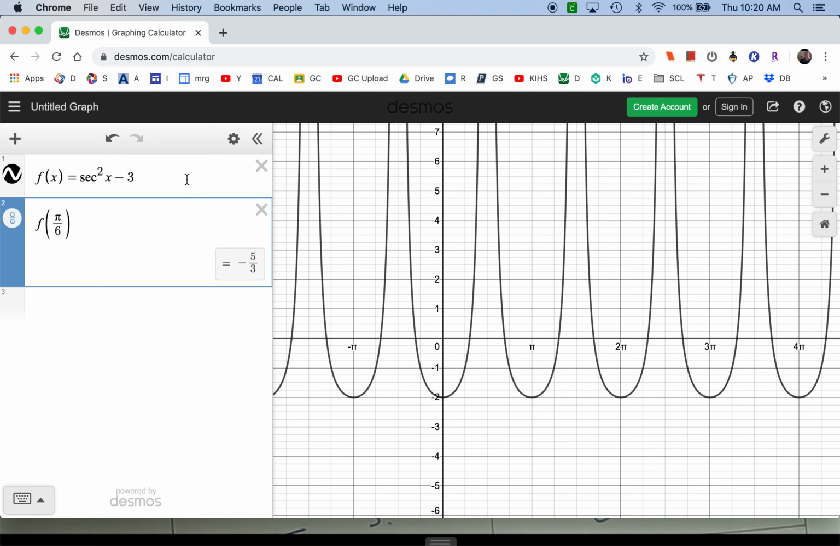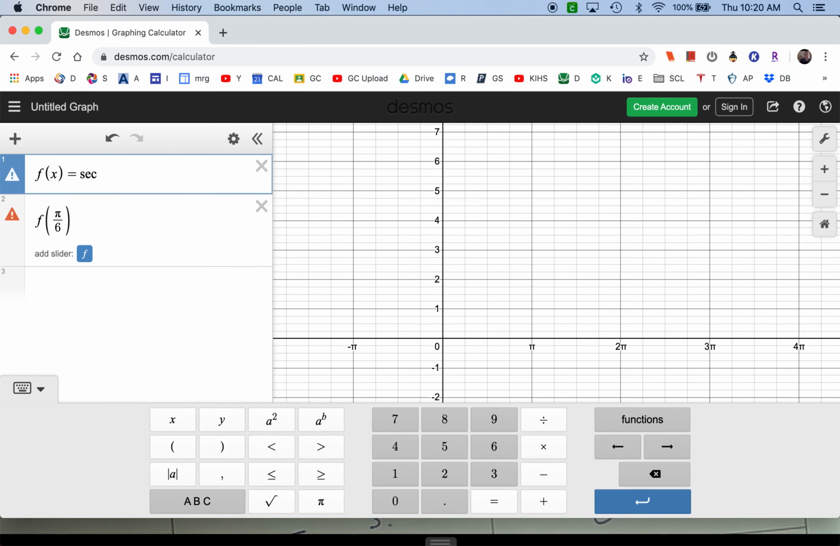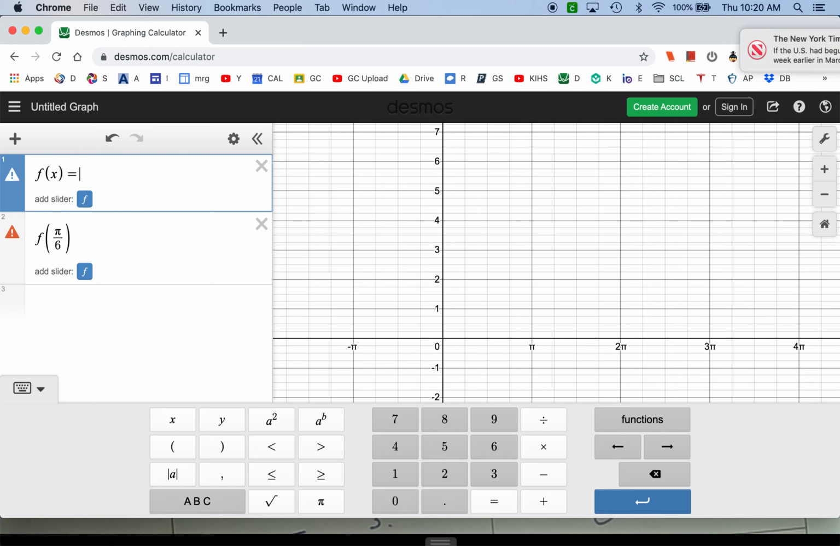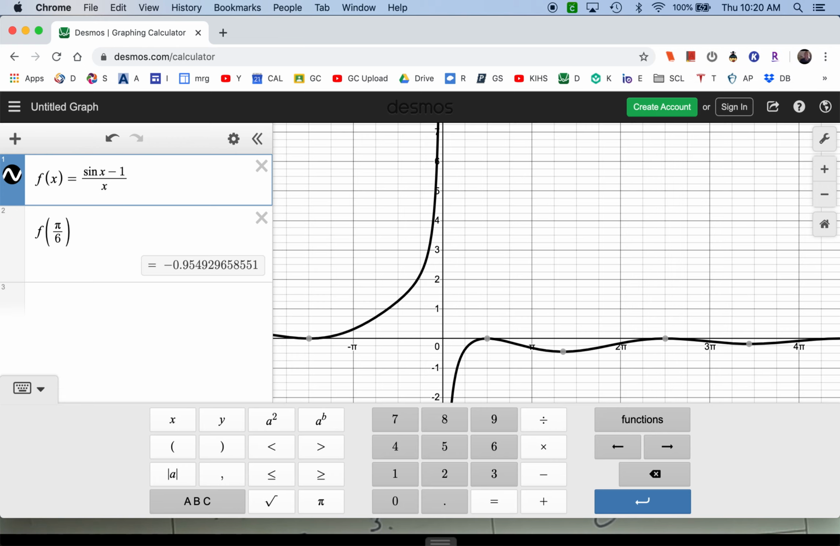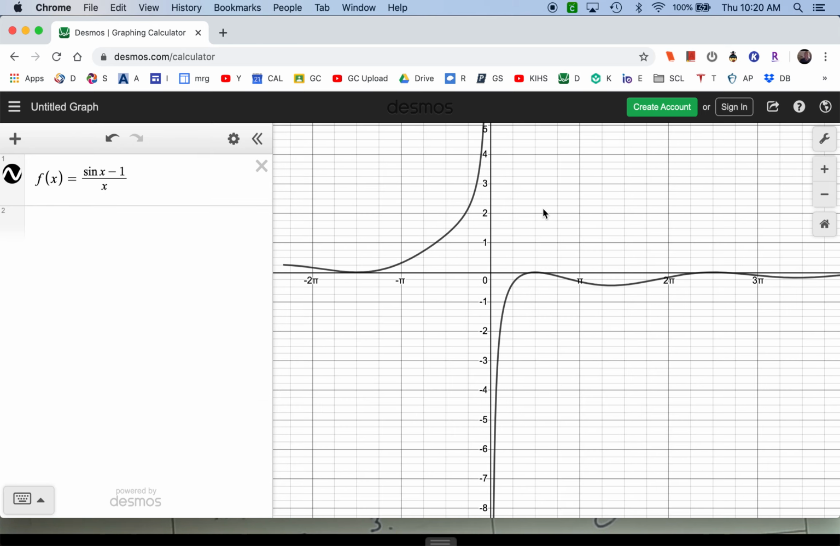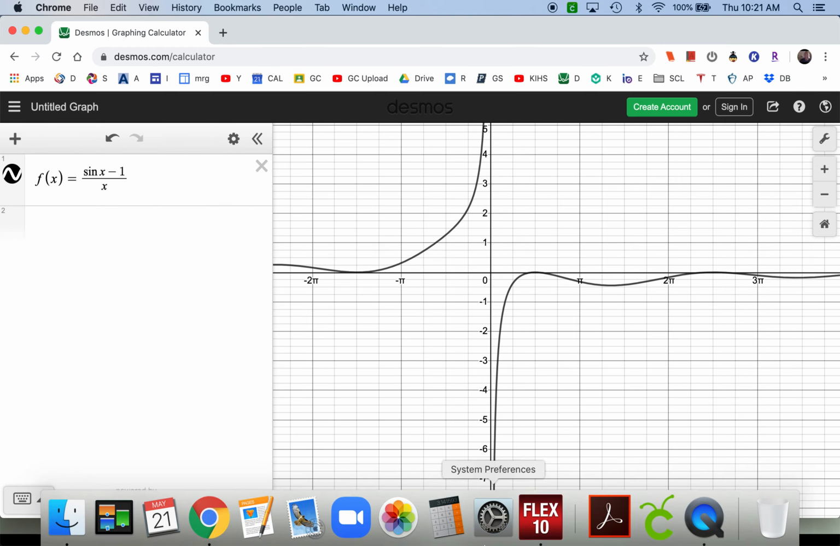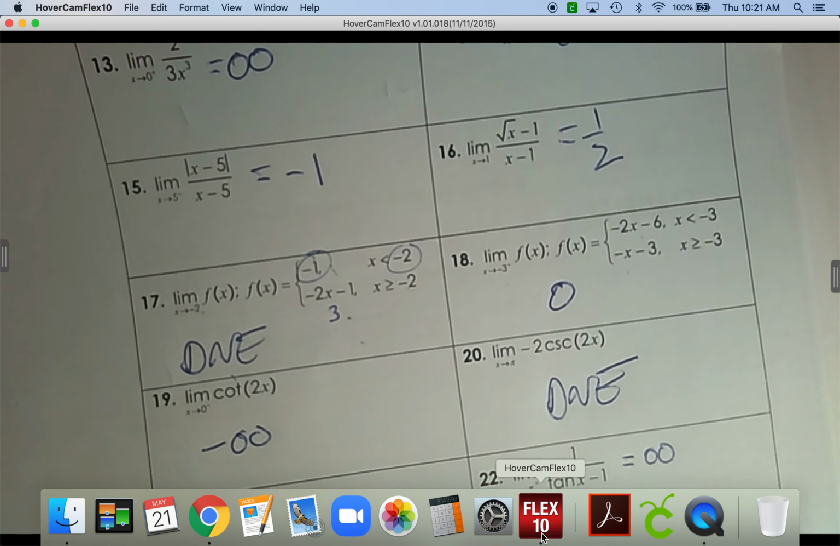All right, last one. Sine x subtract 1, over x. And so I'm looking for as x approaches 0. When you look at 0, the left is going up forever, the right is going down forever. So therefore, it does not exist for a two-sided limit because the left side and the right side do not agree. So let's see if you have the answers from 15 on.